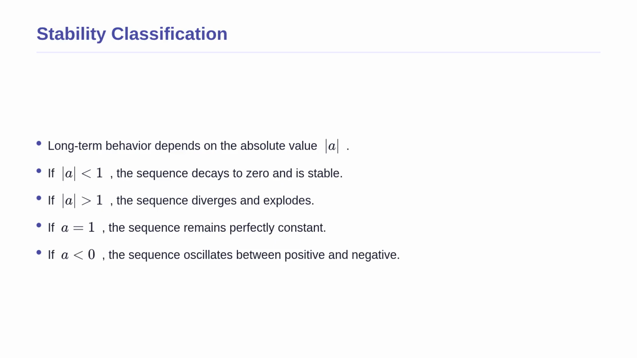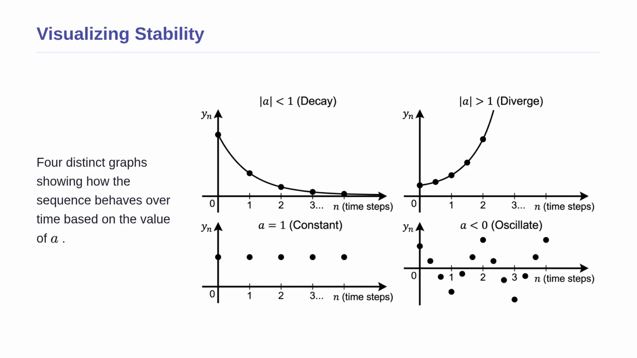meaning it is stable. If it is greater than 1, the system grows infinitely large and explodes. If a is exactly 1, the system stays perfectly constant forever. And if a is a negative number, the system will oscillate, flipping signs at every single step. Let us look at a visual representation of these 4 stability scenarios.